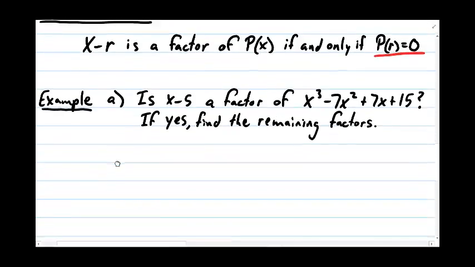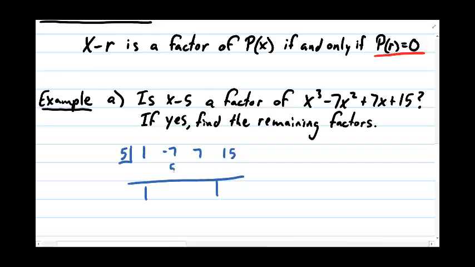So I have 2 examples left. Here's the first one. It says, is x minus 5 a factor of this polynomial? If yes, find the remaining factors. So let's do our synthetic division. Put the 5 in there. We're going to use 1, negative 7, 7, and 15. Hopefully we're going to get a 0, and then we can say it's a factor.